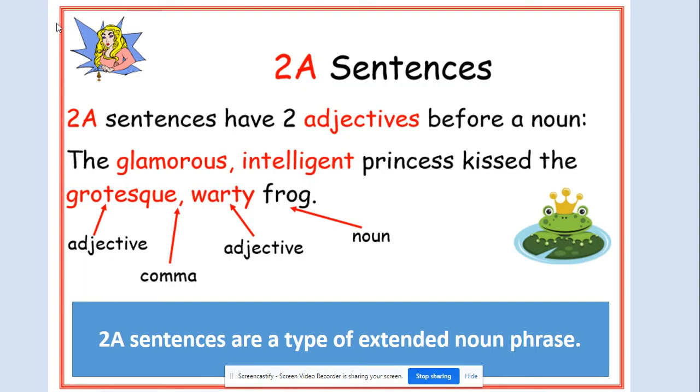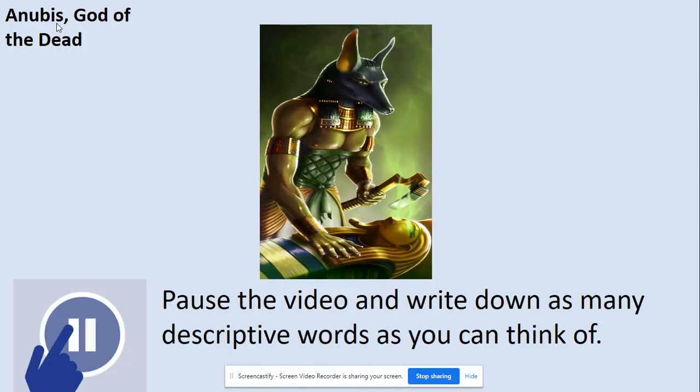So two-way sentences, you've seen this before. So it is adjective, comma, adjective, noun. So the example here, the glamorous, comma, intelligent princess kissed the grotesque, comma, warty frog. So glamorous and intelligent are adjectives and they describe the noun, which is princess. They're separated by a comma. The grotesque and warty are adjectives that describe the noun, the frog. Again, grotesque and warty separated by a comma. So two adjectives and a noun.